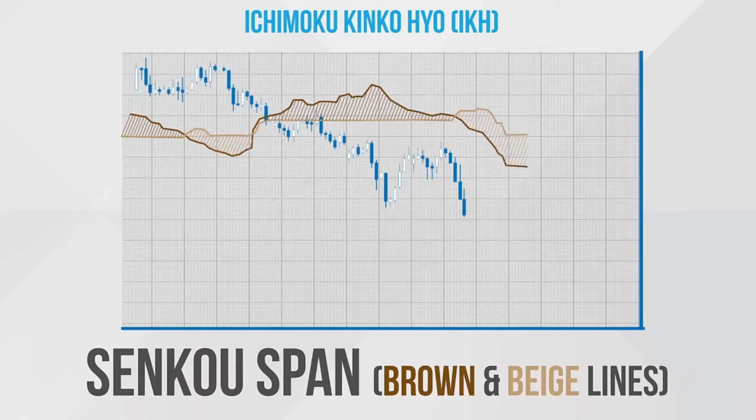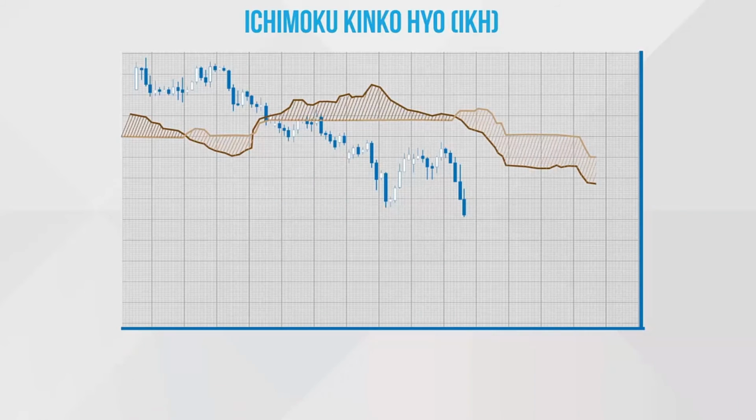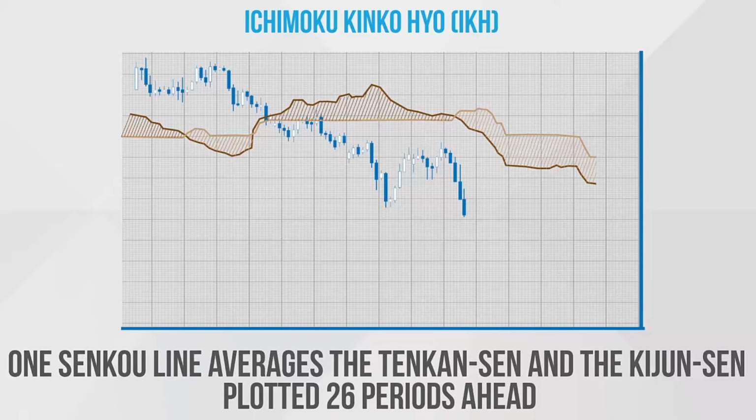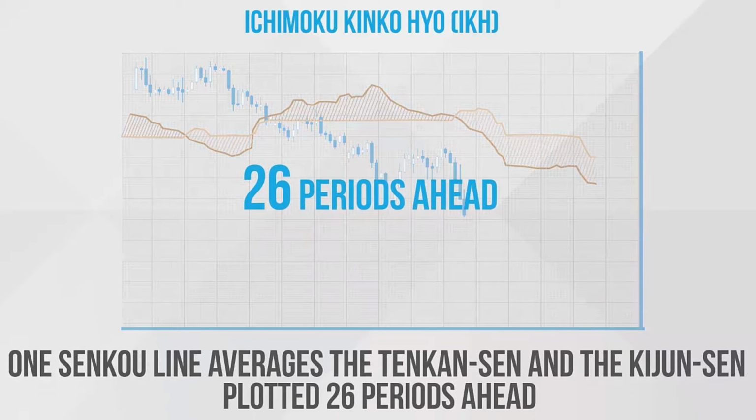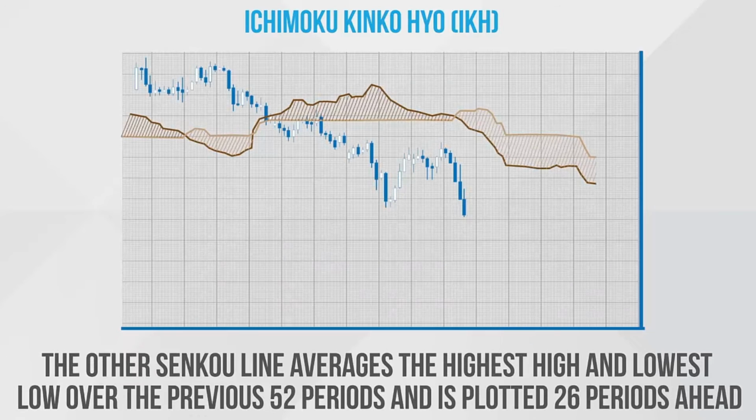Senku Span, brown and beige lines. One Senku line averages the Tenkan Sen and the Kijun Sen plotted 26 periods ahead. The other Senku line averages the highest high and the lowest low over the previous 52 periods and is plotted 26 periods ahead.